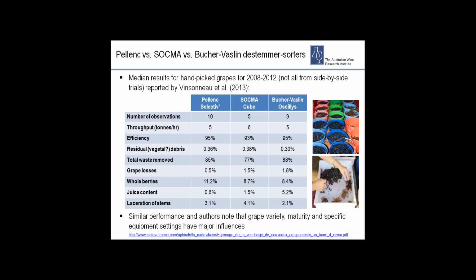There seems to be a little bit more juicing with the Book of Aslan device, but this device also gave slightly lower laceration of stems and residual vegetal matter, and the authors mentioned it was also easy to clean. In their paper, the authors also note that grape variety, maturity, and specific equipment settings have major influences on the results. If you are looking at buying one of these three devices, it is probably worth looking at the original French article on the internet at the link at the bottom of the slide for further details, particularly if your French is better than mine.